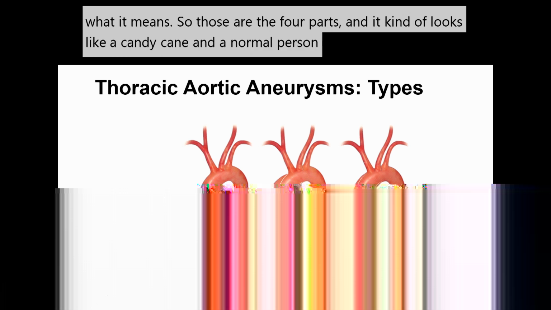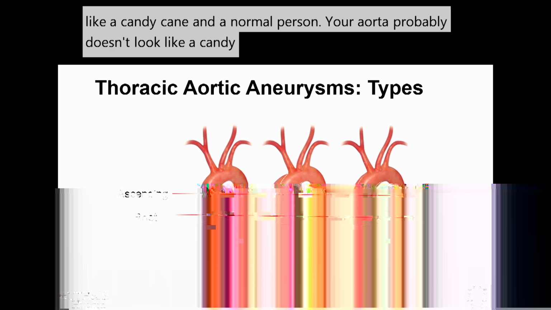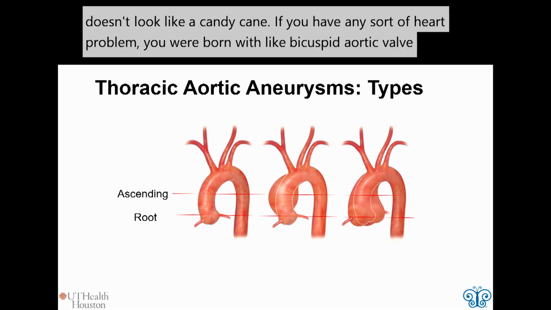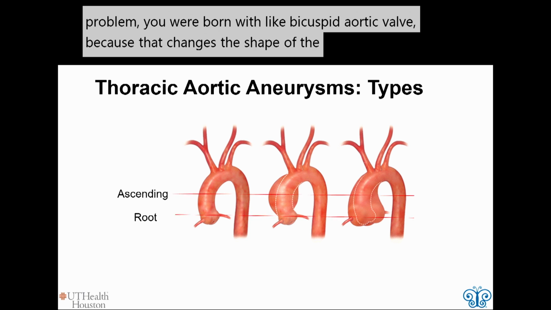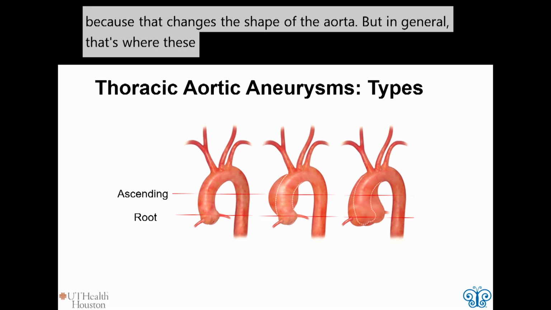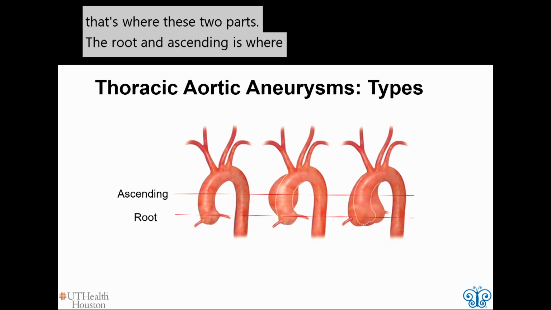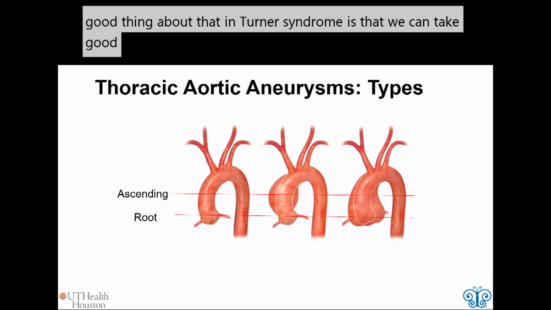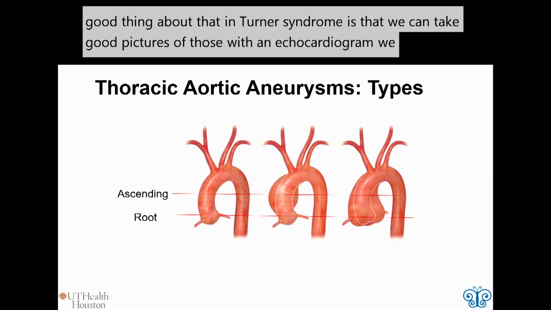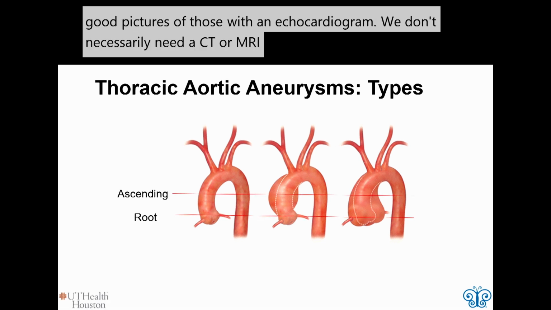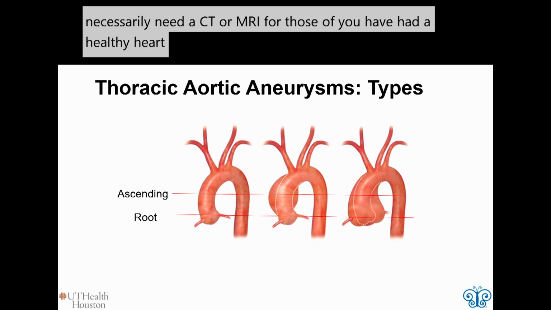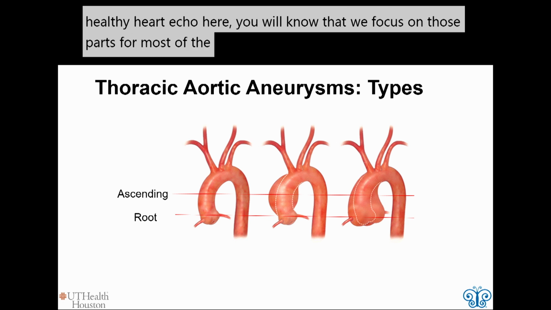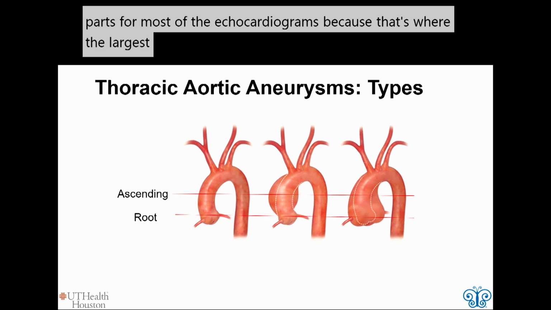Your aorta probably doesn't look like a candy cane if you have any sort of heart problem you were born with, like bicuspid aortic valve, because that changes the shape of the aorta. But in general, the root and ascending aorta are where the aneurysms are. And the good thing about that in Turner syndrome is that we can take good pictures of those with an echocardiogram. We don't necessarily need a CT or MRI. For those of you who have had a heart echo, you will know that we focus on those parts for most of the echocardiograms because that's where the largest part is likely to be that we need to measure.